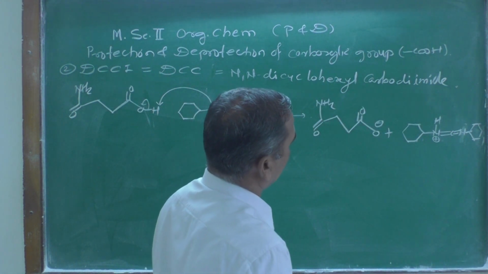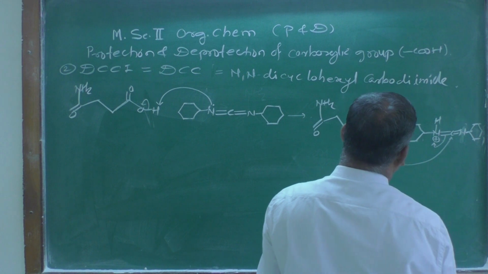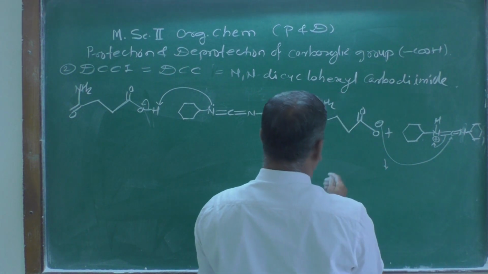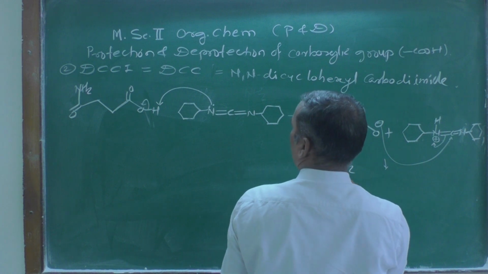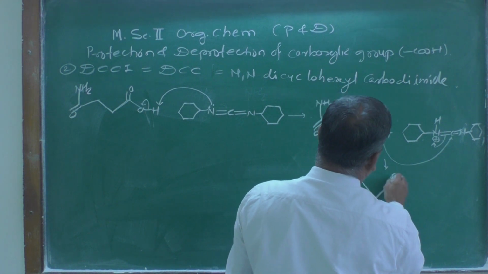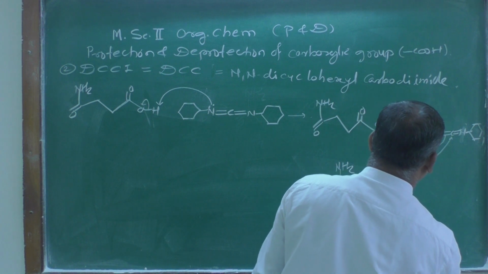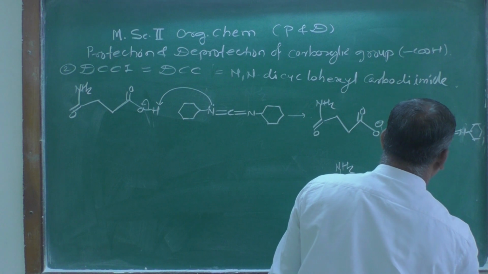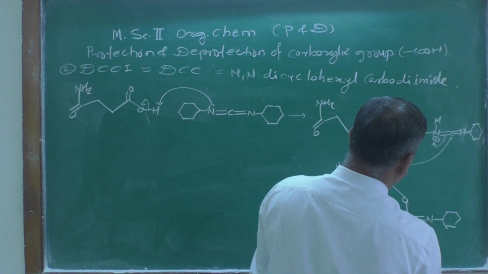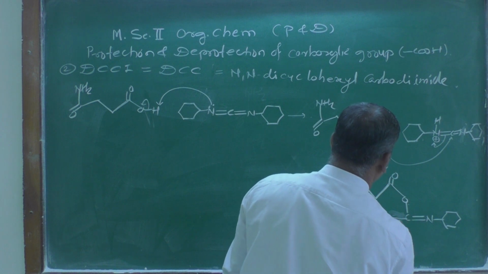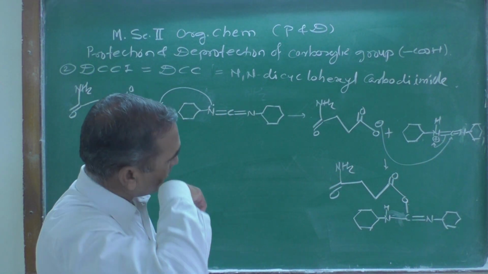Now what is happening next, it is going to attack on this carbon atom and this positive charge gets neutralized, so that you are going to get the product here NH2, then C double bond O, CH2, then C double bond O, then O, then C, then double bond N, then this one, here a single bond nitrogen, then H, then we can draw this cyclohexyl structure, right?